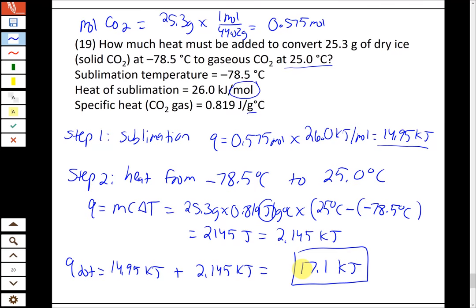Yep. Can you explain what the second equation is again? This one here, MC delta T. So this is what we learned back in chapter 7. This is just the amount of heat that's required to change the temperature of a substance.